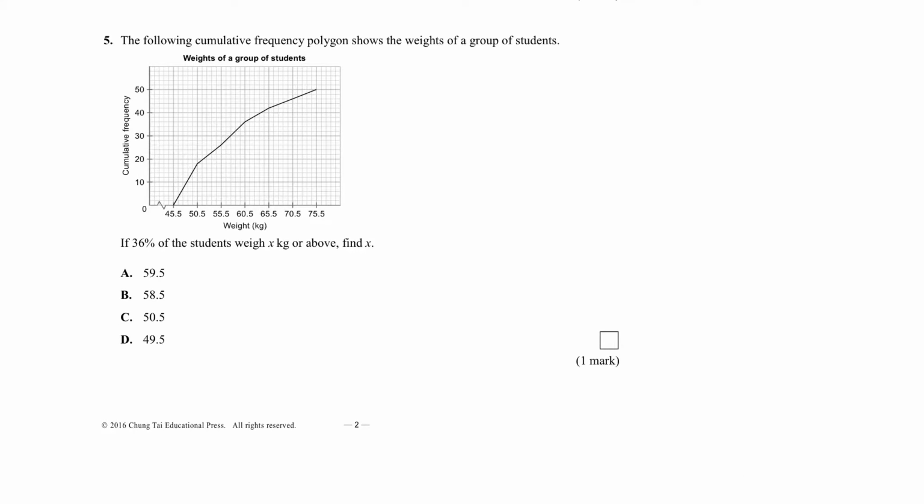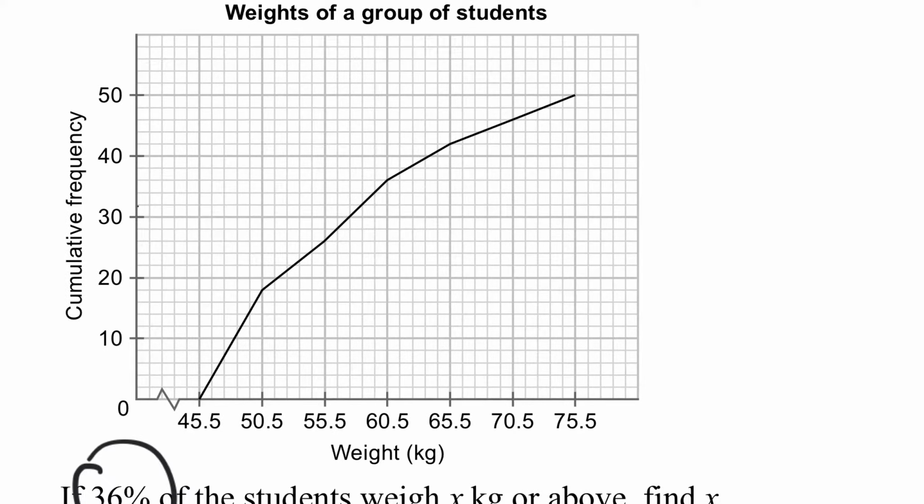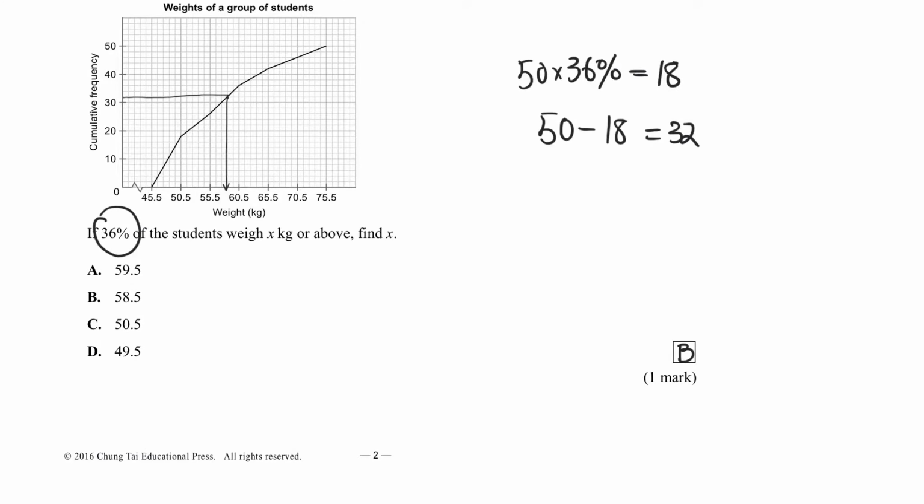And for this one, 36%. That means now you have 50 multiplied by 36%, which equals 18. You want to find out the 18th student. So that means you want to find 50 minus 18, which equals 32, this amount instead. That's why when you zoom in, you can basically find it. That's just what you have with you. So this will be 58.5, which is B.